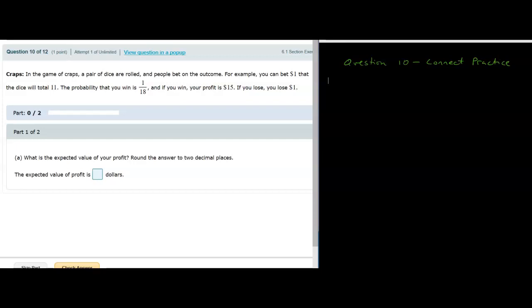Okay, let's take a look at this tricky question from Connect. It says, in the game of craps, a pair of dice are rolled and people bet on the outcome. For example, you can bet $1 that the dice will total 11. The probability that you win is 1/18th, and if you win, your profit is $15. If you lose, you lose the $1.